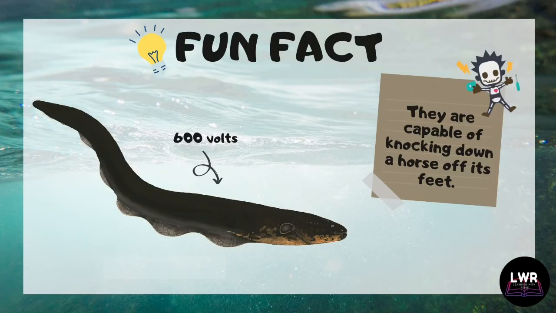Did you know that electric eels can produce shocks of up to 600 volts? They are also capable of knocking down a horse off its feet.